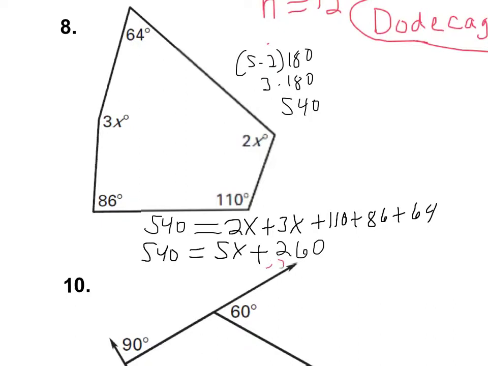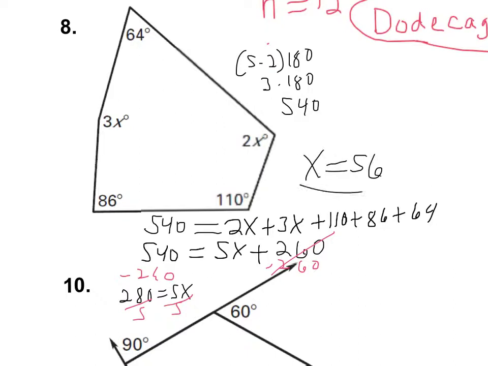Subtract 260 from both sides. 540 minus 260 is 280. And then we'll divide that by 5, since it's 5x. And so you should get 56. I'll go ahead and write that up here. X equals 56.